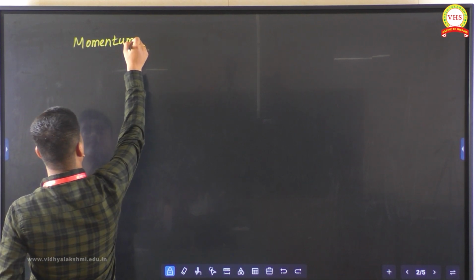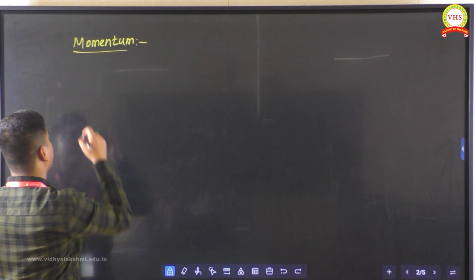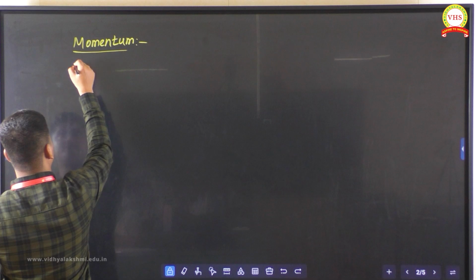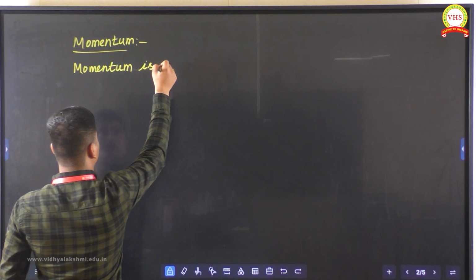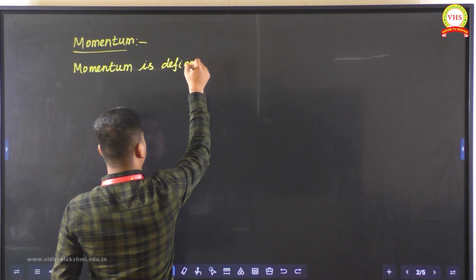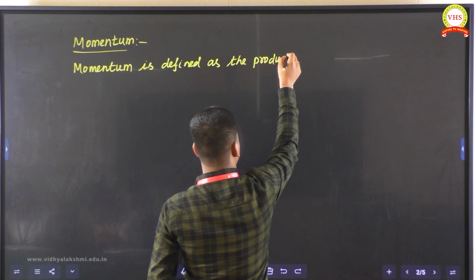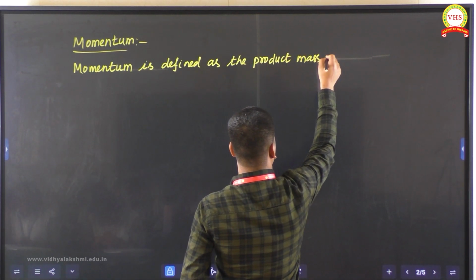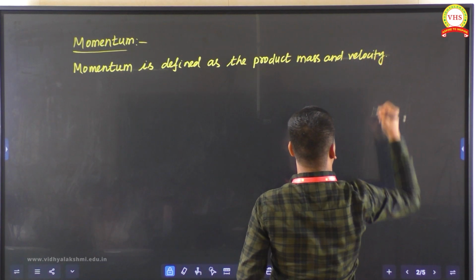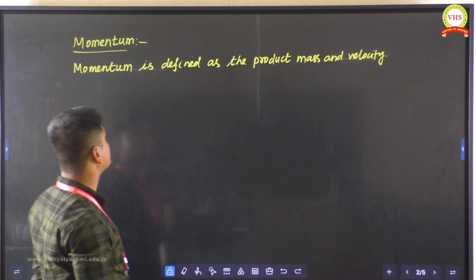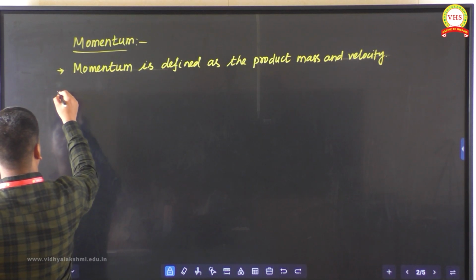What is momentum? Momentum is a physical quantity which is a vector quantity basically. It is defined as the product of mass and velocity. Mass is scalar, velocity is vector. So scalar into vector will give you a vector quantity. So momentum is defined as the product of mass and velocity. So first, write the definition.